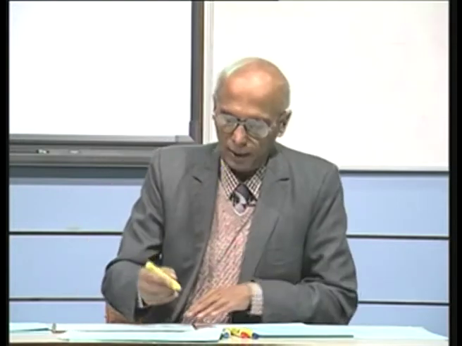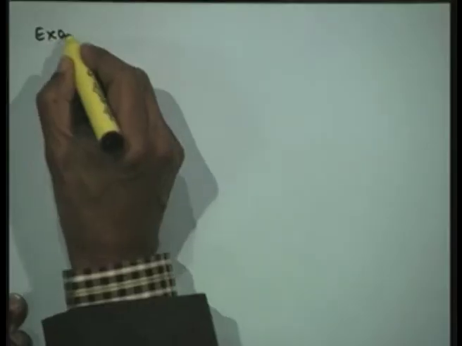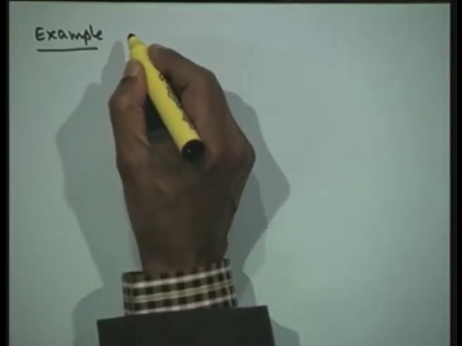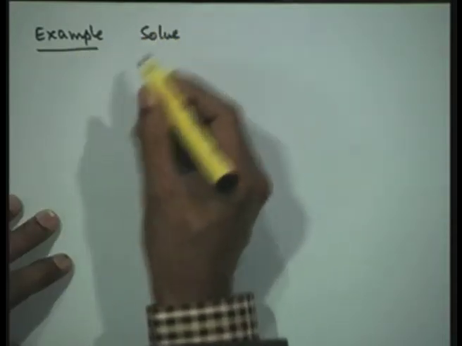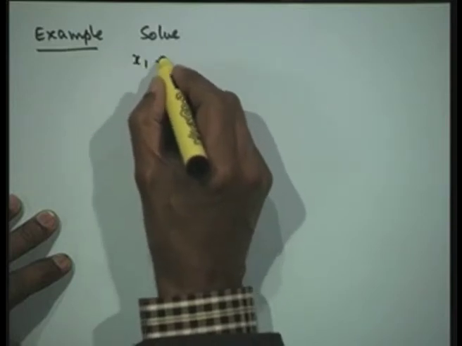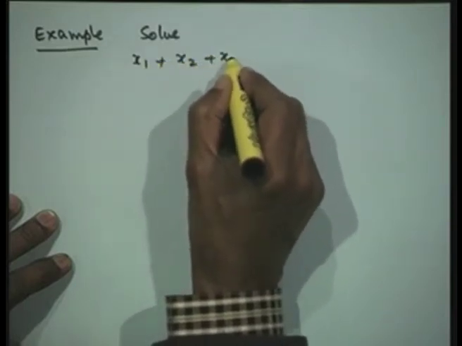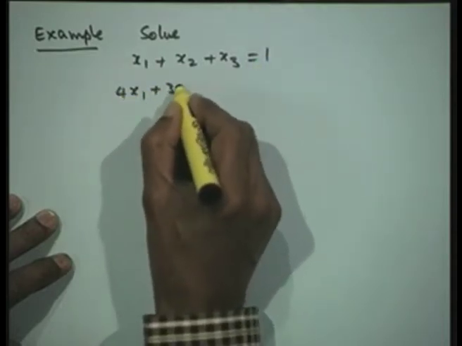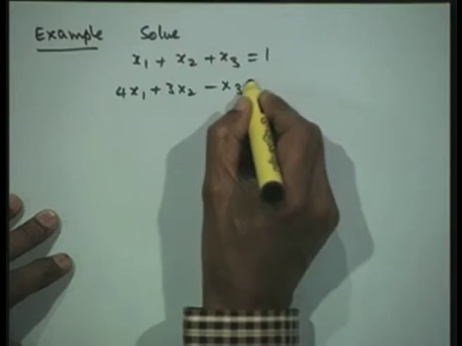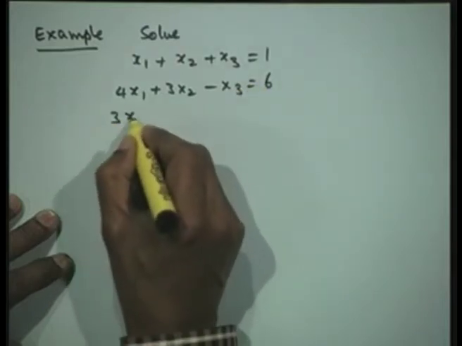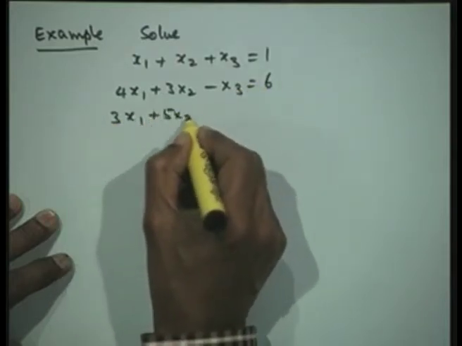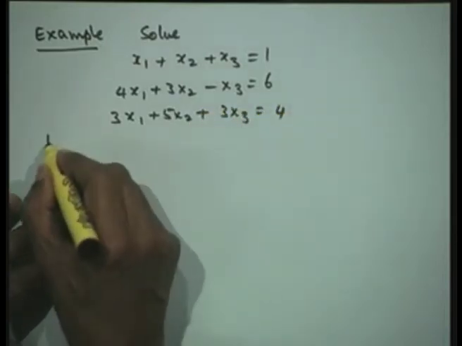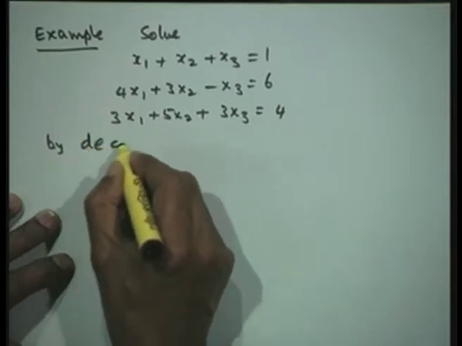Now, let me take another example in which we can give the solution of the problem itself. So, let us take this example. Solve x1 plus x2 plus x3 is 1, 4x1 plus 3x2 minus x3 is 6, 3x1 plus 5x2 plus 3x3 is equal to 4 by decomposition method.